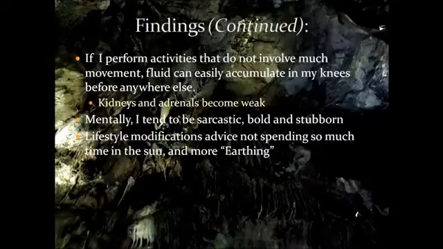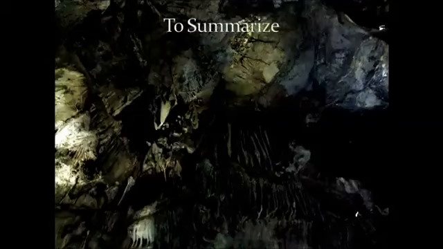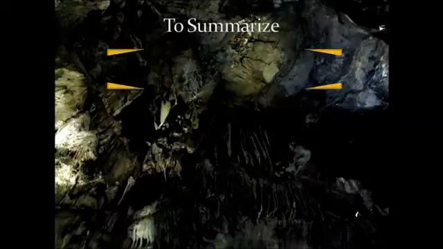Lifestyle modifications. The advice is to not spend so much time in the sun and more time earthing. It probably is because I have whiter skin than other people, especially where I was born. So yeah, I have to be careful about going out in the sun. But at least I can spend more time earthing, which means grounding, a practice that you can do anywhere, anytime outside.